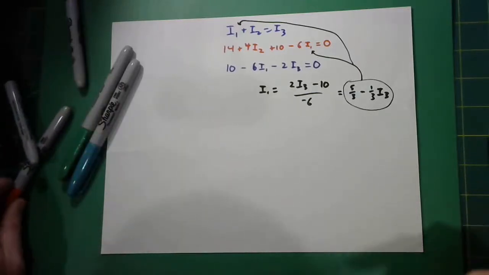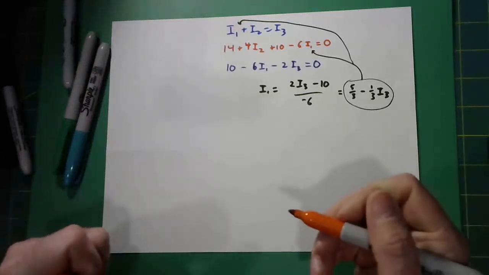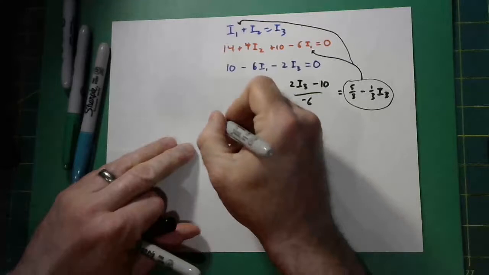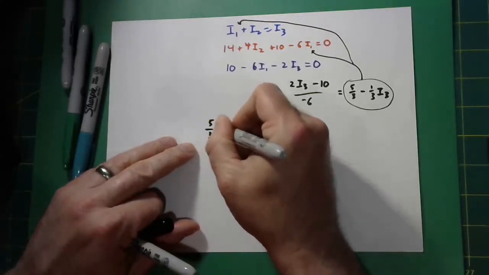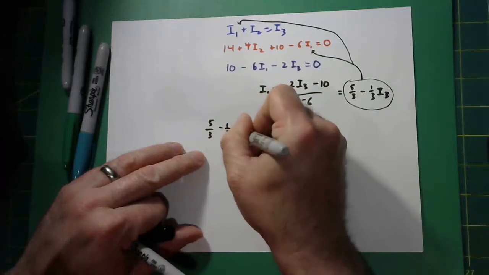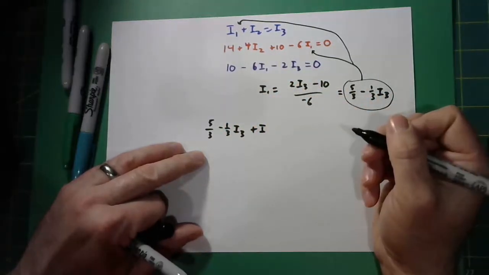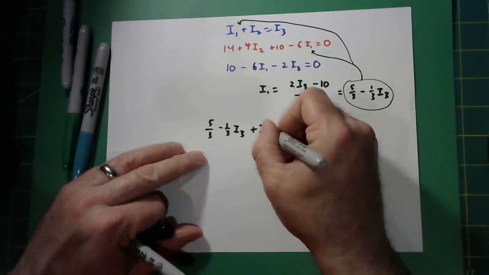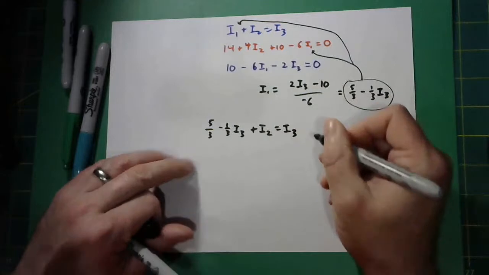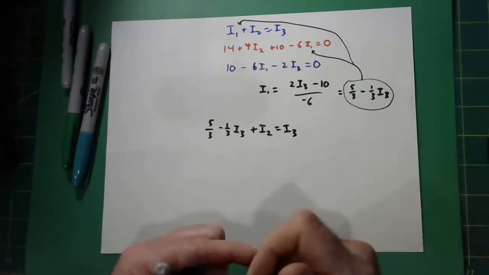I have this nagging feeling in the back of my head like there's a quicker and easier way of doing this example than the way I am, but what are you going to do? So that top equation is now going to become 5/3 minus 1/3 I3, plus I2 equals I3. And so I have an equation that just has I2s and I3s in it. We got rid of the I1.